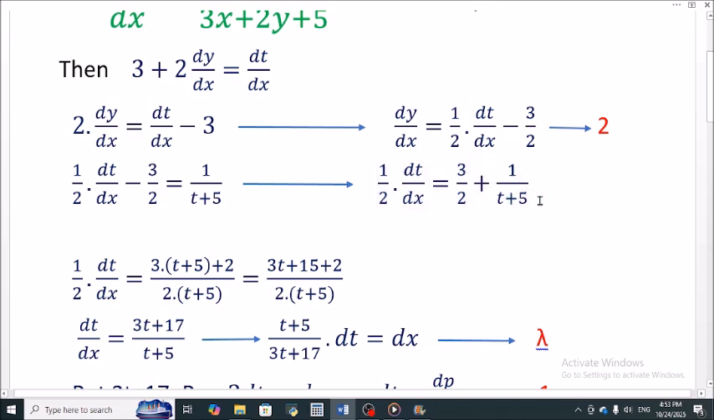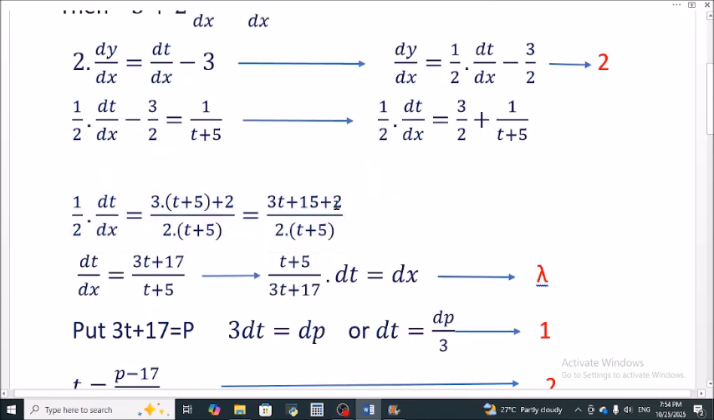And let us take the LCM on the right hand side. We get half dt by dx equals 3 into t plus 5 plus 2 over 2 into t plus 5, that is 3t plus 17 over 2 into t plus 5, because multiplying by 2 this 2 vanishes. Okay, so dt by dx equals 3t plus 17 over t plus 5. And by cross multiplication we have t plus 5 dt over 3t plus 17 equals dx. Let's call this lambda.